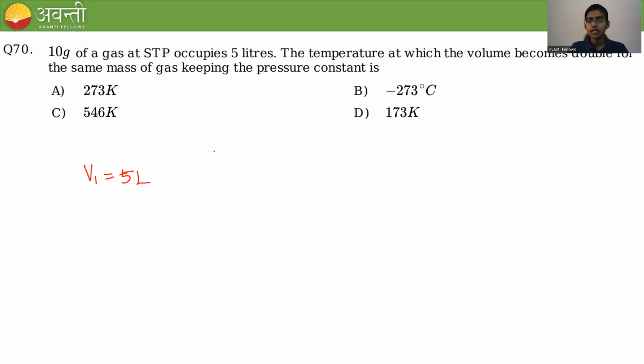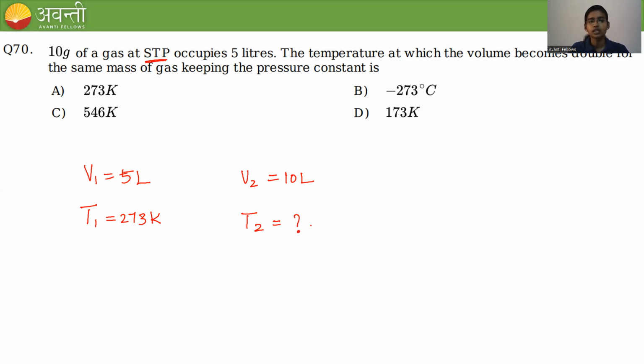And the temperature at which the volume becomes double. So what is the final volume? Final volume gets double, right? So it is 10 liter. And the initial temperature, T1. The standard temperature and pressure condition is given, so the standard temperature is 273 Kelvin. And we are asked to find out the final temperature at which the volume becomes double. So we are asked to find out the T2 value.